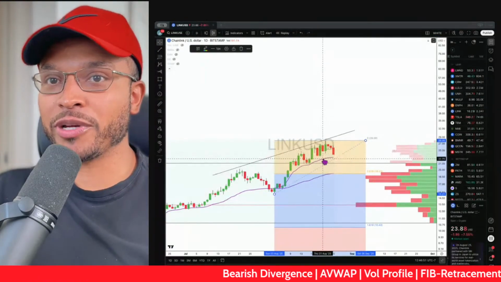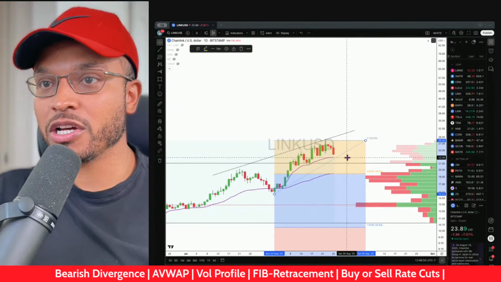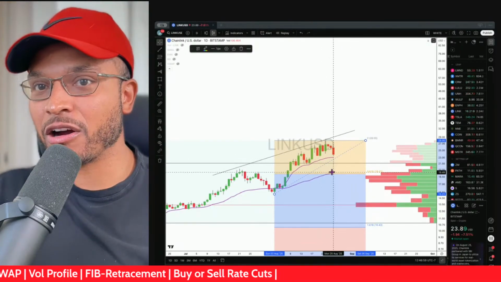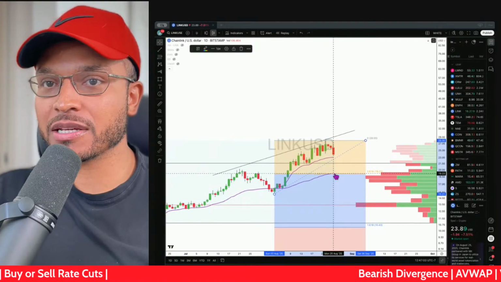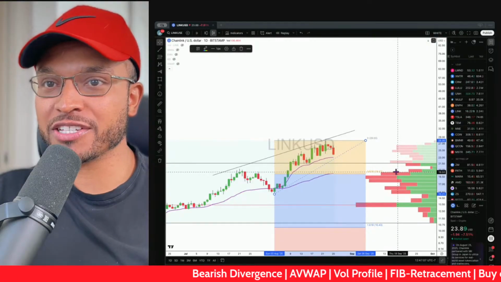So when I look at all three of these, we have one point here, a point here at 21. So you have what? 23, 21, 19. Our anchored VWAP and our fib retracement are about the same.